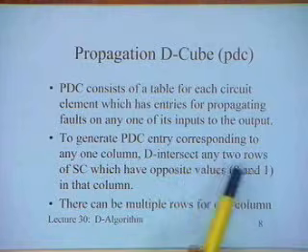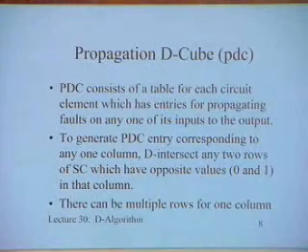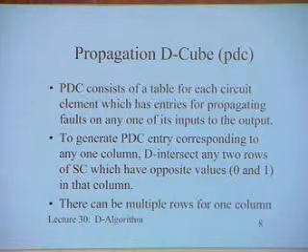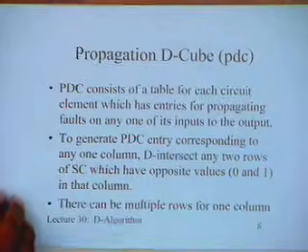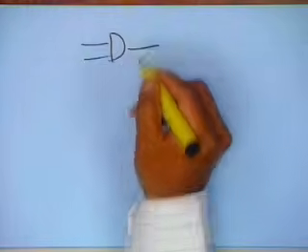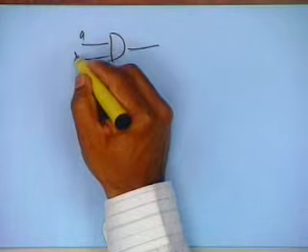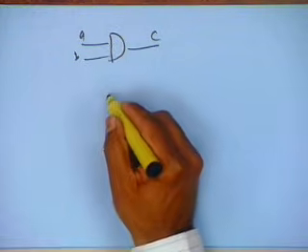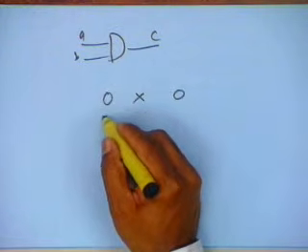D intersect any two rows of the singular cover. Again, please remember we are starting from the singular cover, which has opposite values 0 and 1 in that column. There can be multiple rows for one column. So let me illustrate what I am trying to say. Take the singular cover of the AND gate.